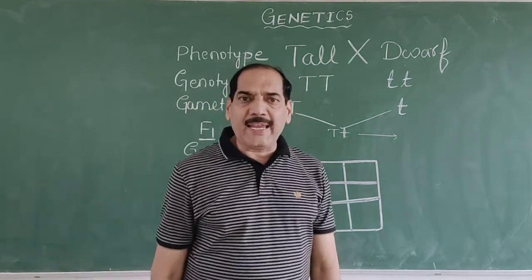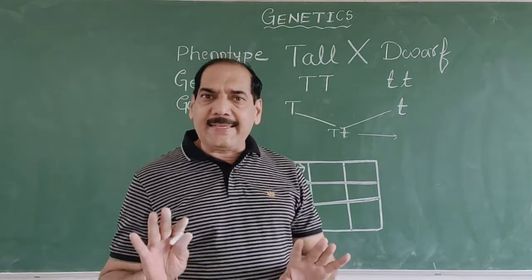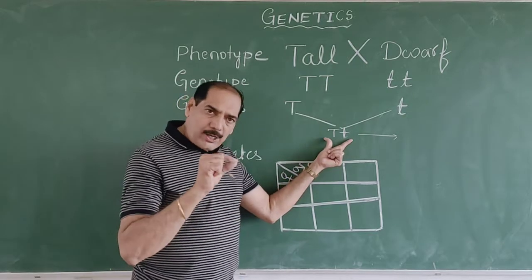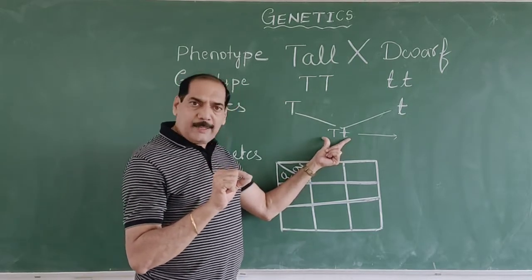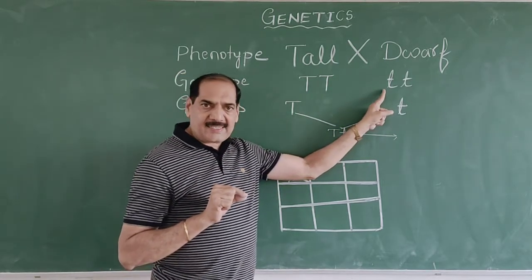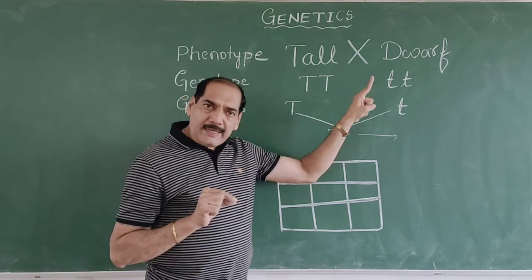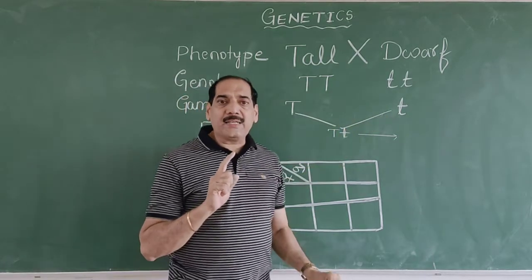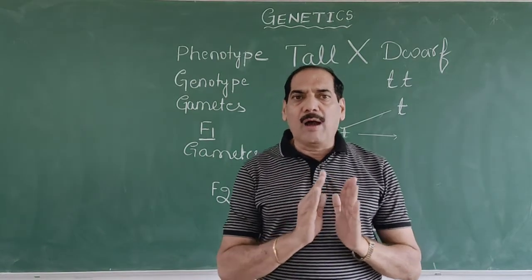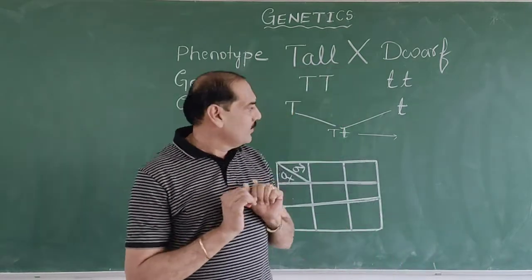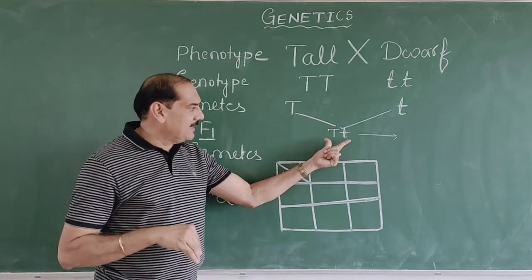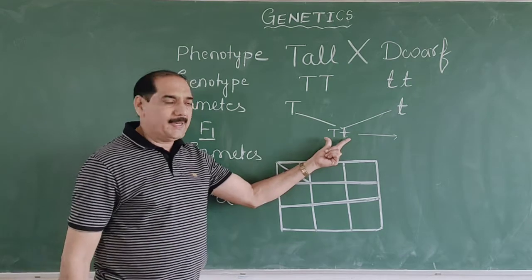Hybrid is an offspring produced by crossing of two different plants or two different animals, but they should differ in one or more alternate characters. That offspring, progeny is called hybrid.